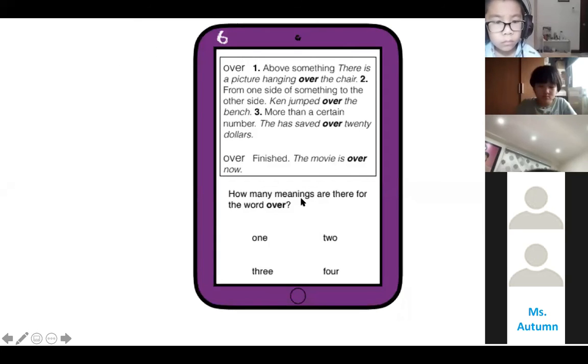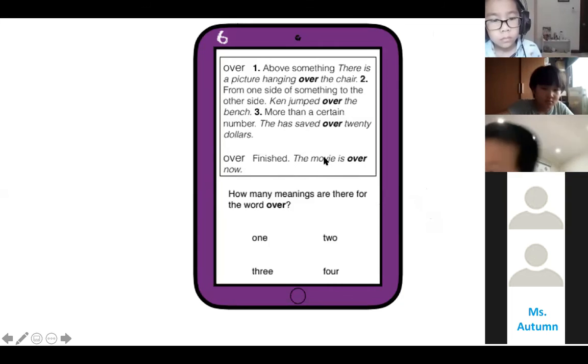Okay. How many meanings are there for the word over? Ming Ang, what do you think? Four meanings. Good girl. There are 4 meanings. So I purposely left out number 4 here to try and throw you off. There are 4 meanings. 1, 2, 3, and 4 down here. There are 4 meanings in total. Good job, Ming Ang. Well done.